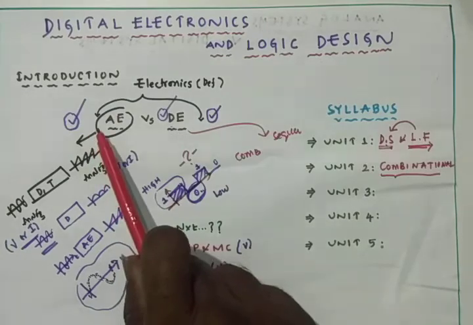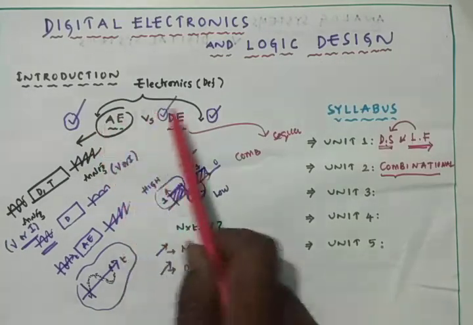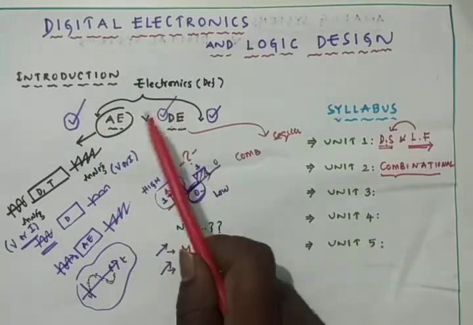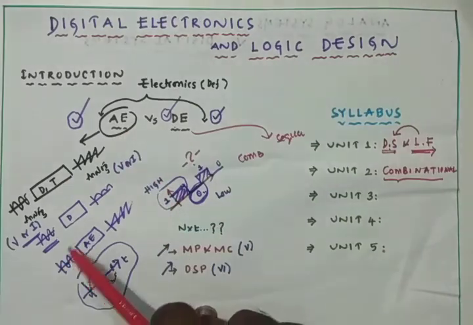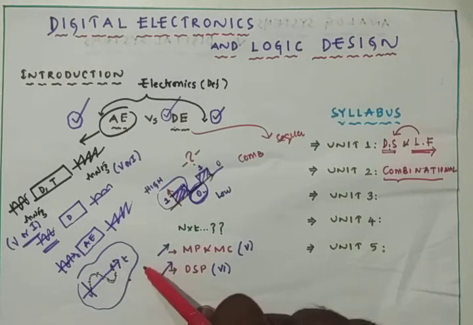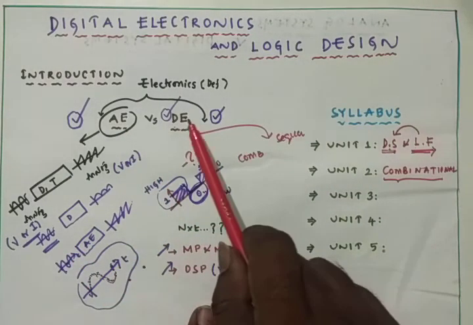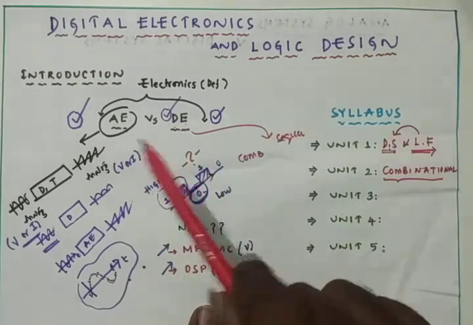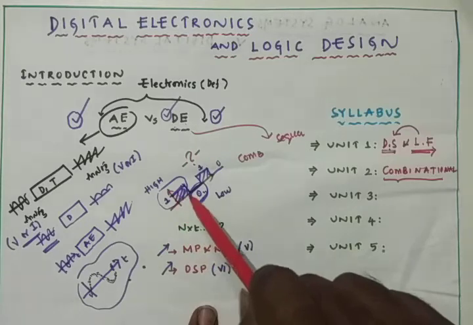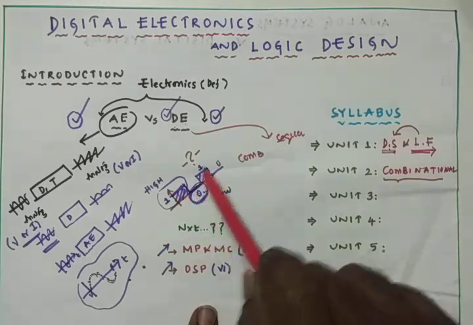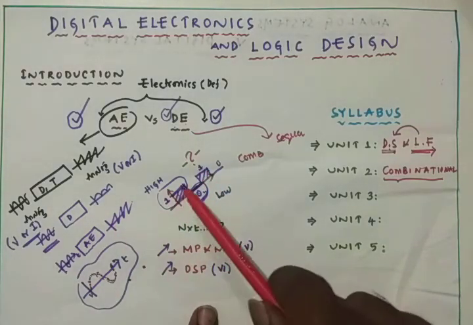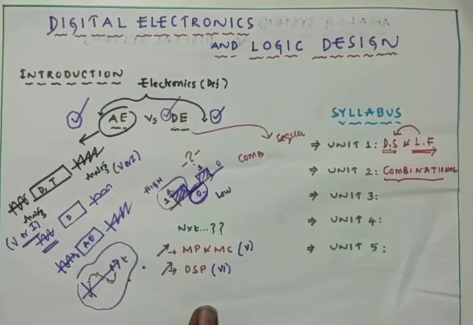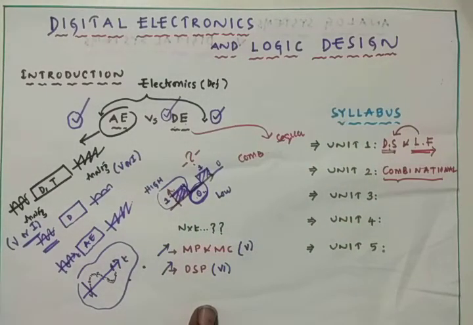Electronics is divided into two branches, analog electronics and digital electronics. Analog electronics completely deals with analog signals, where input and output are analog signals, whereas digital electronics deals with digital signals, which have only two amplitude levels, 0 and 1. Input is a digital signal and output is also a digital signal, and that electronics is named digital electronics.